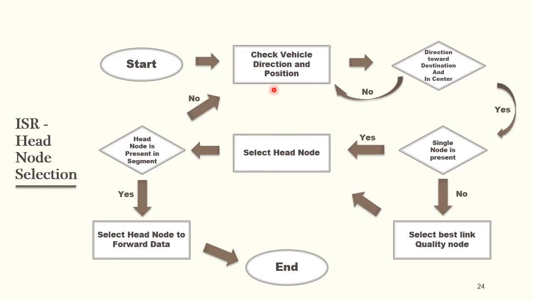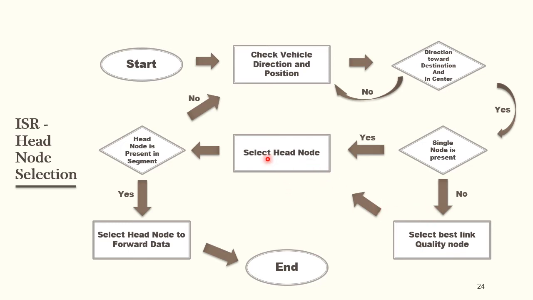Here's a flowchart for head node selection. First we check the vehicle direction and position, and if the direction is toward the destination and it is in the center, then we will check if only one node satisfies this criteria. And if the direction is not toward the destination and it is not centered, then we will check other vehicles. And if only a single node satisfies the criteria, we select it as head node, and if not, then we will select the node with the best link quality, and we will select this node as a head node.